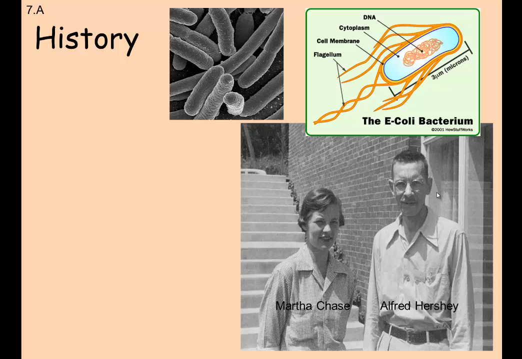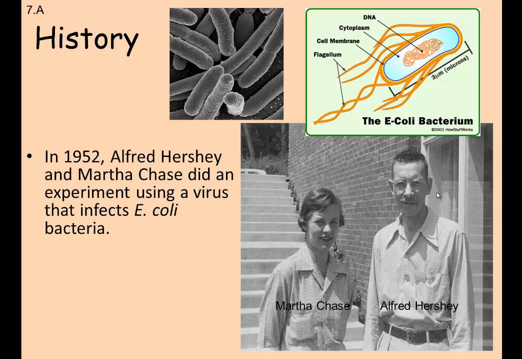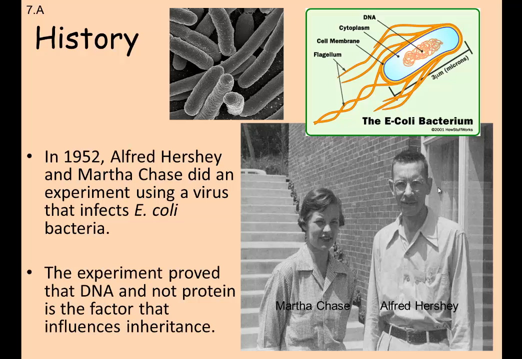What they did is they used a bacteriophage, which is a virus that affects bacteria, and the bacteria they picked was E. coli, a very popular bacterium because it's in fecal material and does make water not good to drink, as well as if we wash things in that water, not good to eat. So in 1952, these two did some experiments with the bacteria, E. coli, and a bacteriophage. And the experiment proved that DNA and not protein was the factor that influenced it.